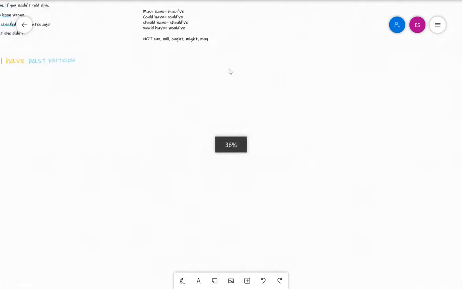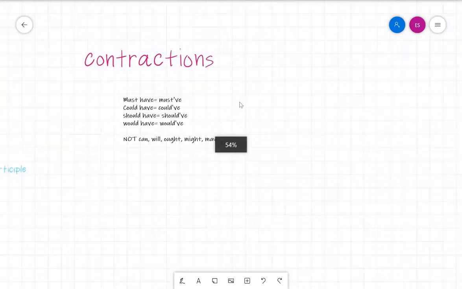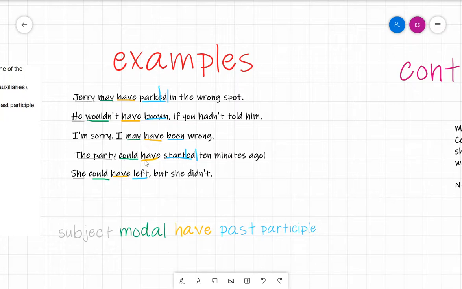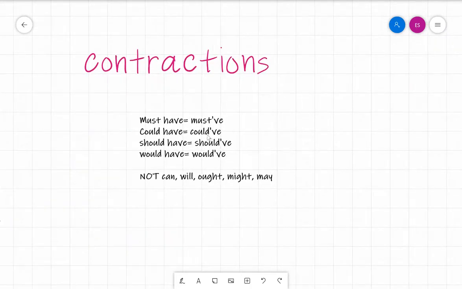One last thing to look at is contractions. When we have must have, could have, should have, would have, a modal, these specific modals plus have, we can actually combine them into contractions. So must have, could have, should have, would have. The party could have started 10 minutes ago would be an example of that, or she could have left. So you can actually just combine those two words. And that's about it.